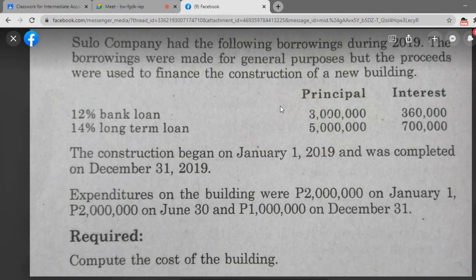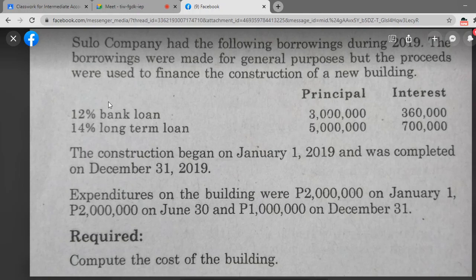All right. So I think we have answers in our chat box. Okay? Sige. Let's try to find out. Solo company had the following borrowings during 2019. And sinabi niya pa, these borrowings were made for general purposes, but the proceeds were used to finance the construction. So, kung isa lang unta ni siya kautangan, wala tay problema. You just have to compute for the interest and then that's it, interest expense and some other expenses incurred in relation to borrowing the funds.